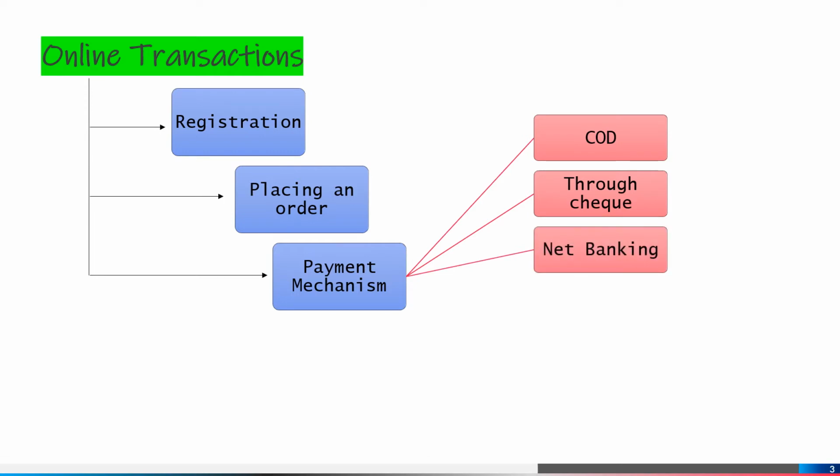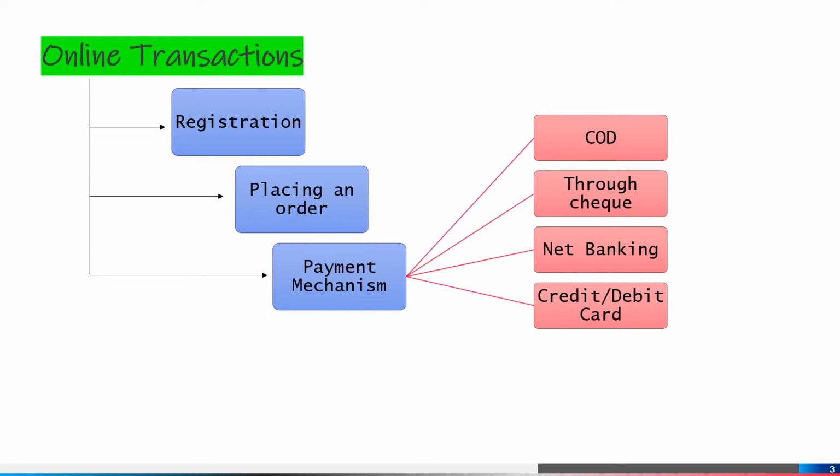Net banking. So modern banks provide this kind of facility of electronic fund transfer over the internet. The buyers can transfer their funds from their account to the seller's account for the purchase so made.